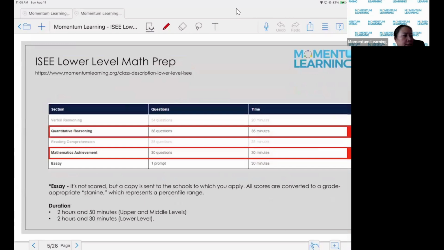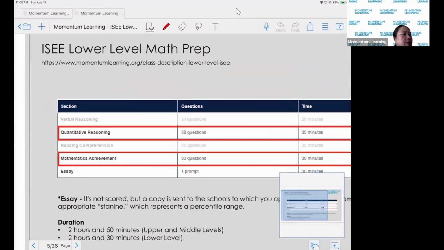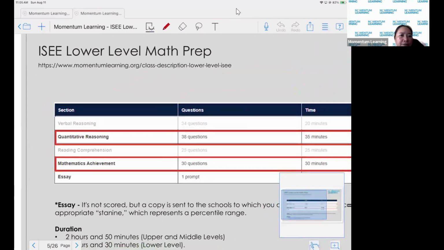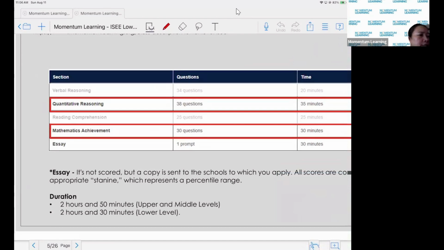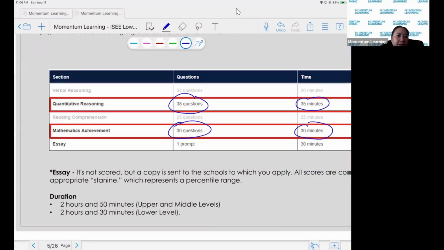Let's move on to the next page. For the lower level math, we have 2 sections: quantitative reasoning and mathematics achievement. In quantitative reasoning, we have 38 questions in 35 minutes. In the second part, mathematics achievement, we have 30 questions in 30 minutes. This gives you a rough idea: about 1 minute per question.